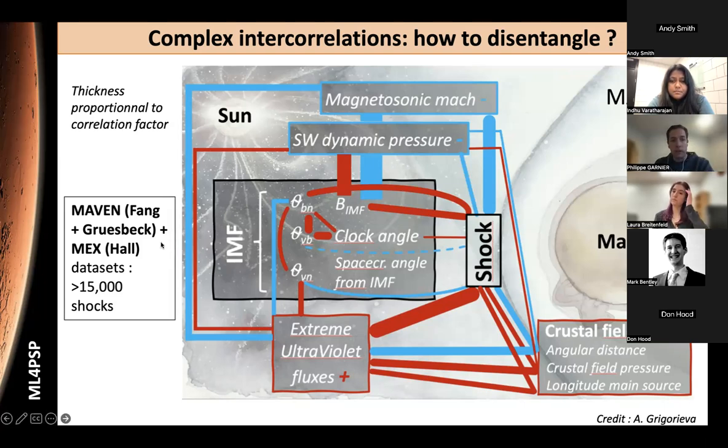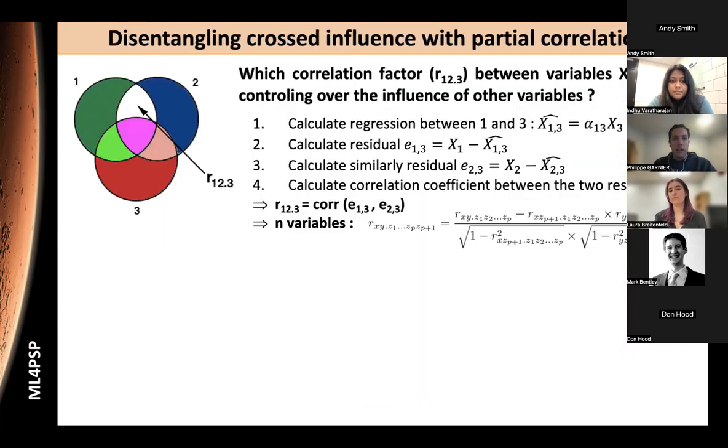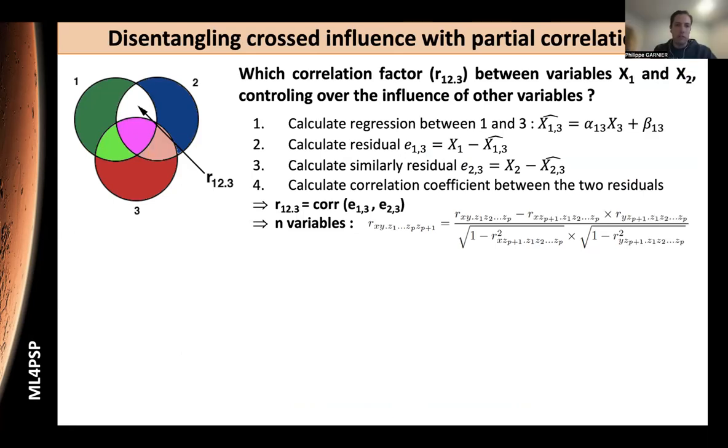I used for that the Fang and Grisbeth datasets, for those who know, for MAVEN. And we had indeed periods where we had more or less crustal fields located below the spacecraft, while we had specific regimes of UV. So we had some biases for MAVEN. And actually, for example, to take into account biases due to such cross-correlations between crustal fields and EUV that will bias the interpretation of who has the most influence, EUV, crustal fields, and which is the importance of each one.